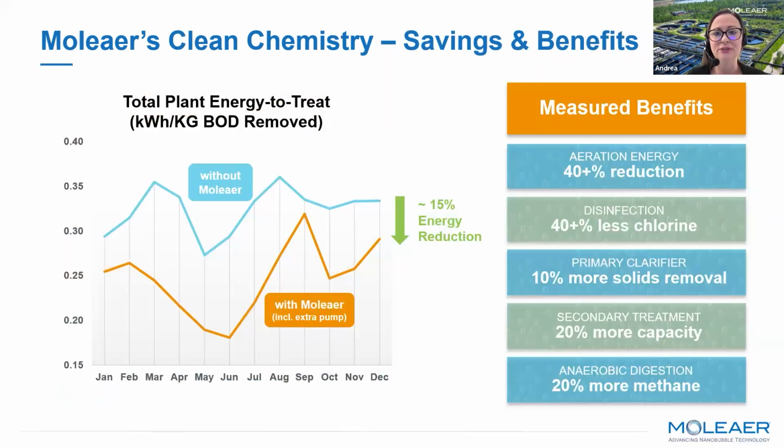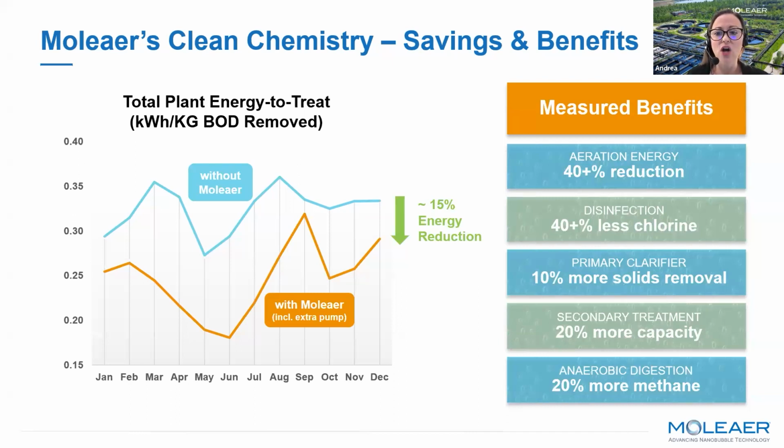So what does this translate to in terms of cost savings and other benefits? You see here on your screen a chart depicting the average annual energy savings of around 15% when using Moleaer's technology. That's the total plant energy in terms of kilowatt hours per kilogram BOD removed. We see this across multiple installations. Other measured benefits are reduction in aeration energy requirements, over 40% reduction, as well as a reduction in disinfection chemicals, saving over 40% on chlorine.